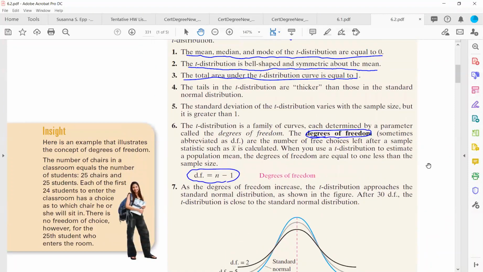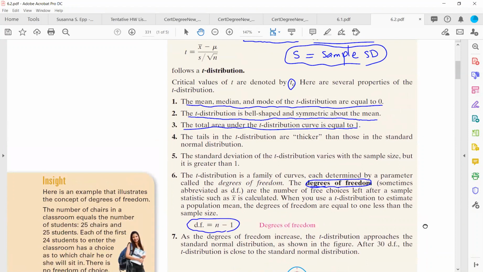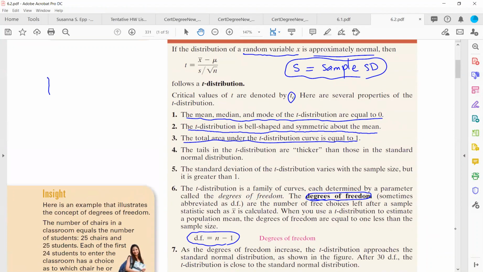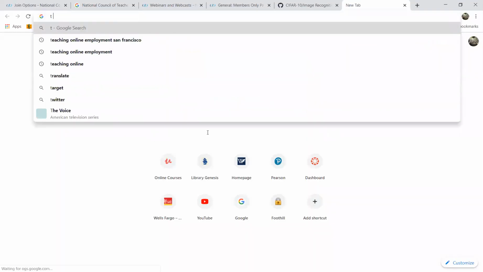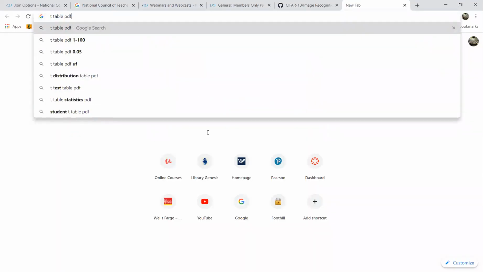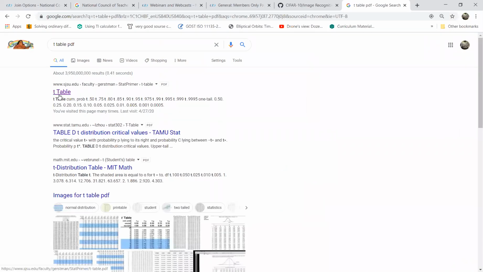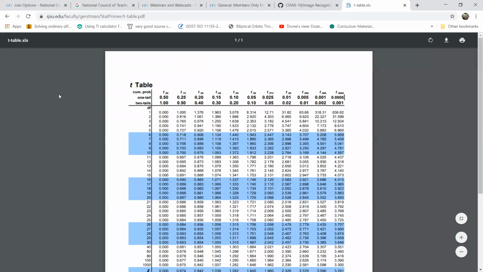So remember that when you have Z, you use the Z-table. When you have T, you use the T-table. Just look for a T-table in Google. Let me show you. T-table. Let's look for a PDF. Okay, this is a good one from San Jose State University.